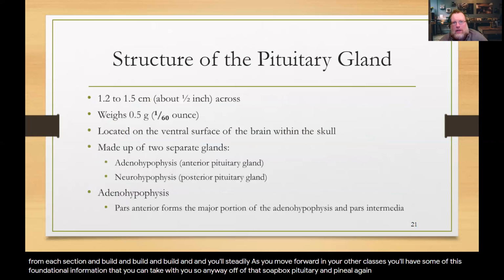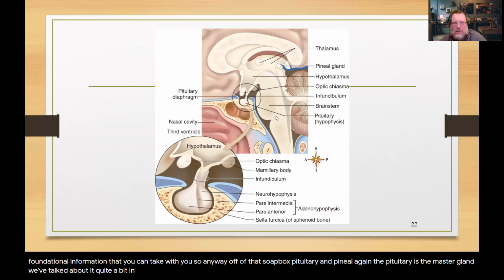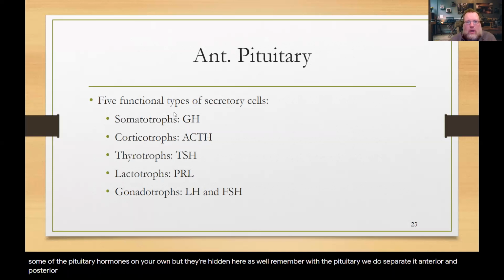Again, the pituitary is the master gland. We've talked about it quite a bit in general. So again, I don't want to spend a heck of a lot of time. You guys can go back through and review some of the pituitary hormones on your own. But they're hidden here as well. Remember, with the pituitary, we do separate it into anterior and posterior. So we do have 5 major secretory cells in the anterior pituitary: somatotrophs, corticotrophs. This sounds like a mouthful, right?